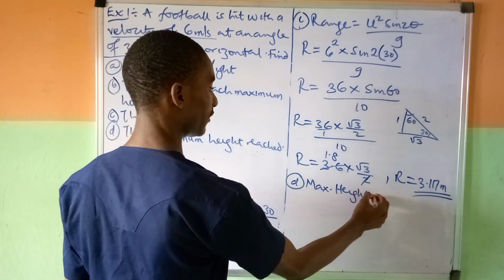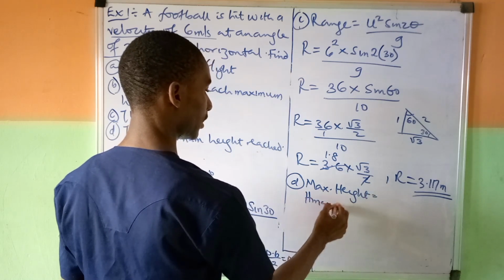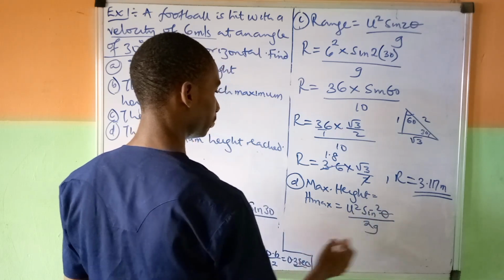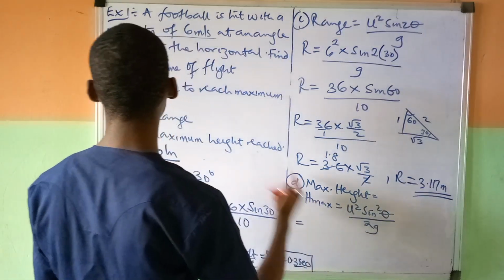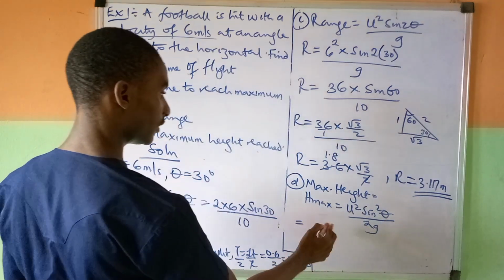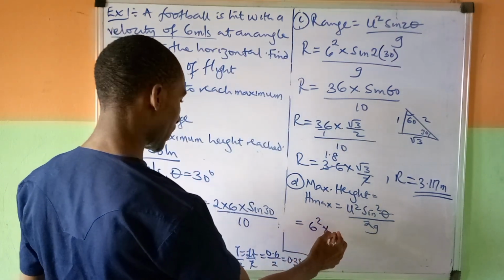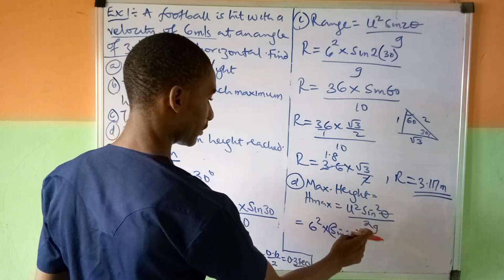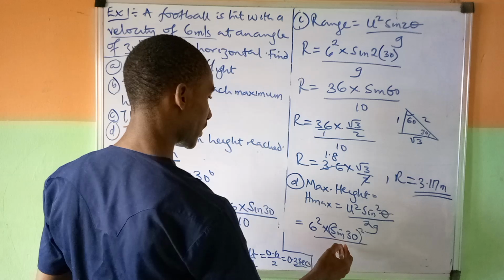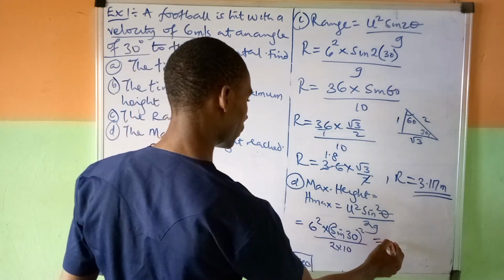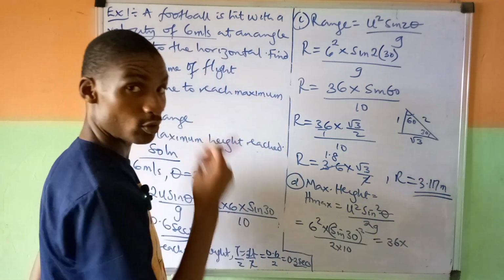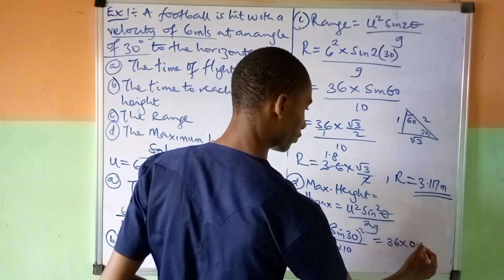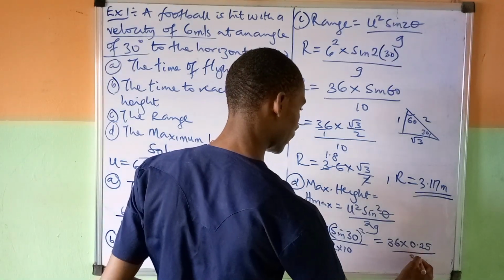What's the formula for maximum height? H max is equal to u squared sine squared theta over 2g. Our u is 6, so we are going to have 6 squared multiplied by sine 30 squared, divided by 2 times 10. So that's 36 times sine 30, which is 0.5. 0.5 squared means 0.5 times 0.5, and the answer is 0.25, divided by 20.